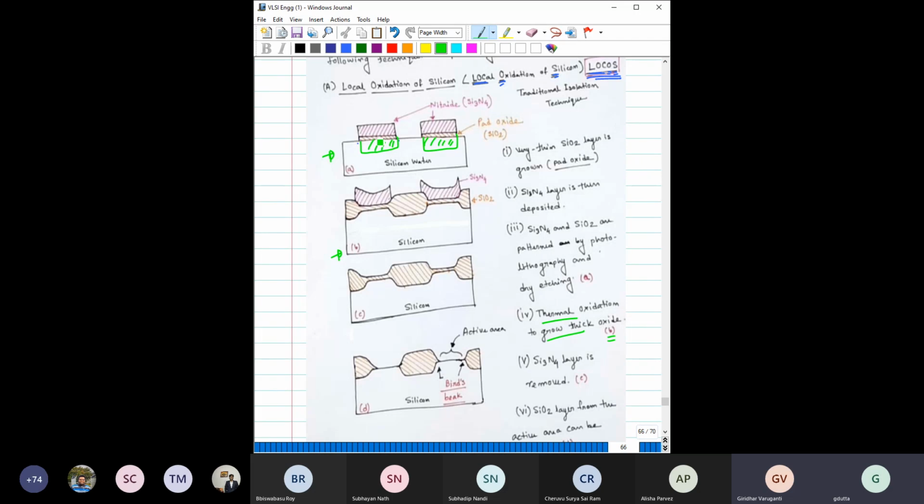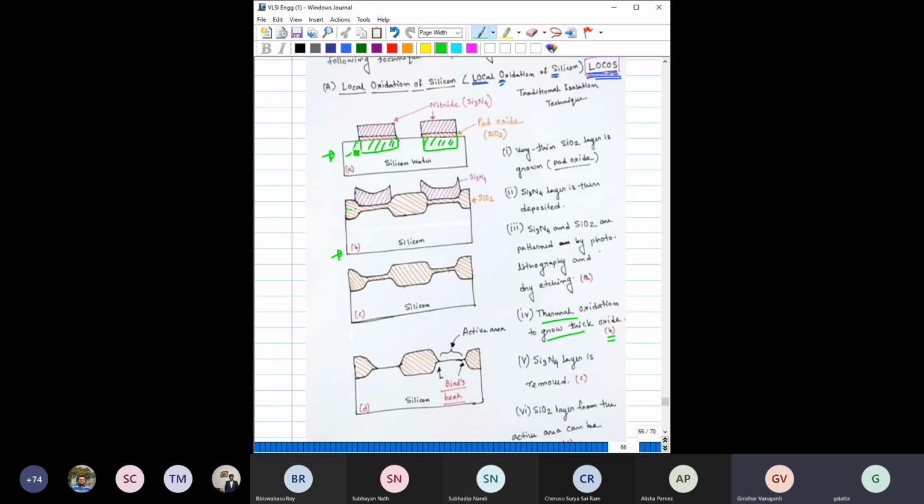So when you do the thermal oxidation, as this region is covered with silicon nitride, no further oxidation will happen in this region. However, as these regions are exposed during the oxidation, thick silicon dioxide will grow here. And when silicon dioxide grows, it will grow something like this.